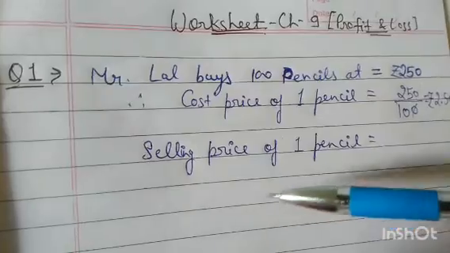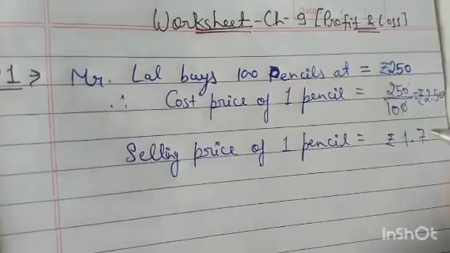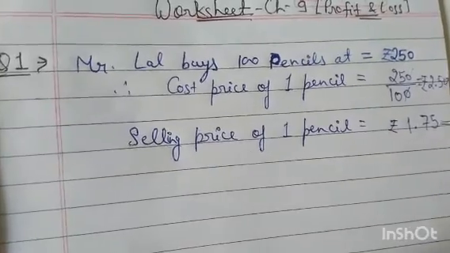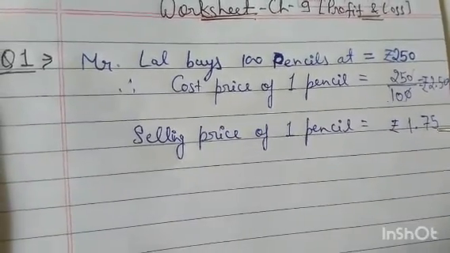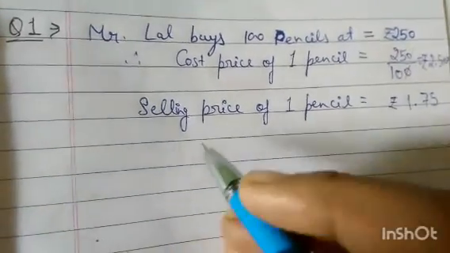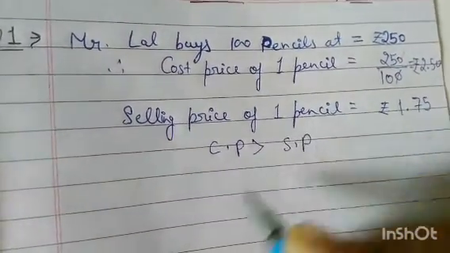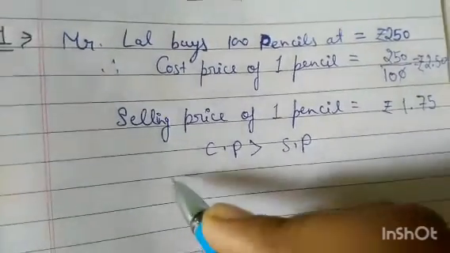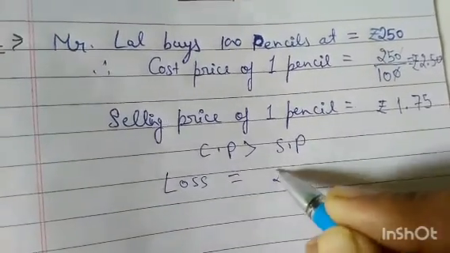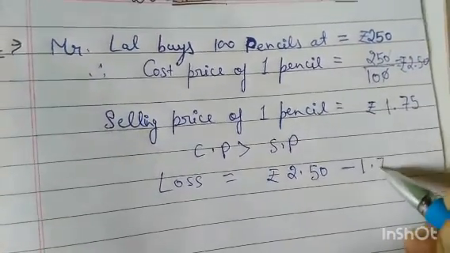Okay. Now selling price of one pencil is given in your book 1.75. It means 1 rupee and 75 paise. Which is greater, 2 rupees 50 paise or 1 rupee 75 paise? Here 2 rupees 50 paise is greater than this selling price. So cost price is greater than selling price. So here loss remains. Okay. So loss is equal to 2 rupees and 50 paise minus 1 rupee and 75 paise.